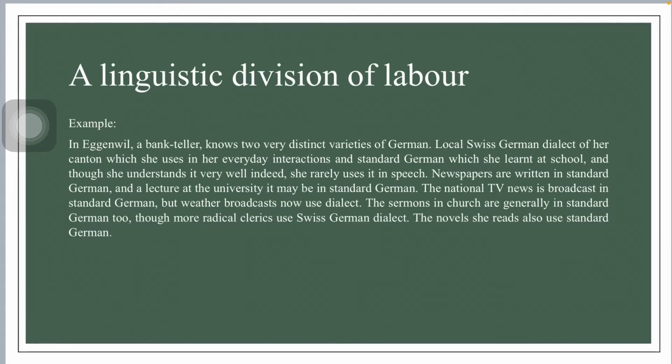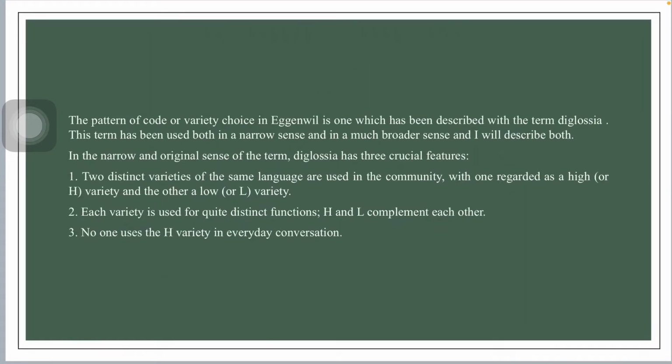Newspapers are written in Standard German and a lecture at the university may be in Standard German. The national TV news is broadcast in Standard German, but weather broadcasts now use dialect. The sermons in church are generally in Standard German too, though more radical critics use Swiss German dialect. The novel series also use Standard German. The pattern of variety choice in Egenwil is one which has been described with the term diglossia.